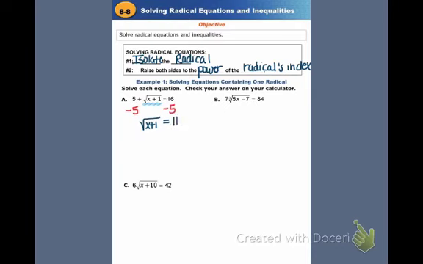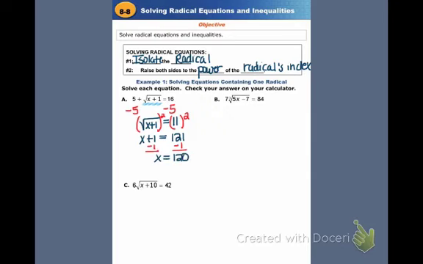Now the second step was to raise both sides to the power of the radical's index. The radical's index is actually 2 because it's not written, so it's implied that it's 2. So we want to raise both sides to the second power, and here's exactly why. By raising both sides to the second power, we cancel out the radical on the left-hand side, and it just leaves us with x plus 1. On the other side, we have 11 squared, which is 121, and now we have a very simple equation to solve. We just have to get the variable all alone by subtracting 1 from both sides, and that tells us x must be 120.